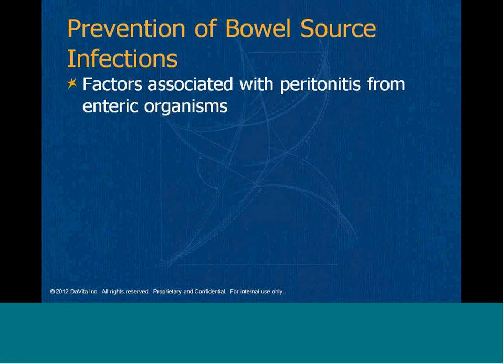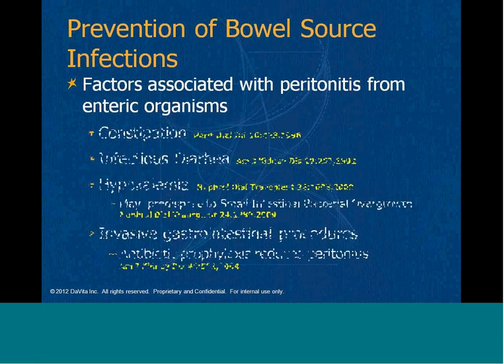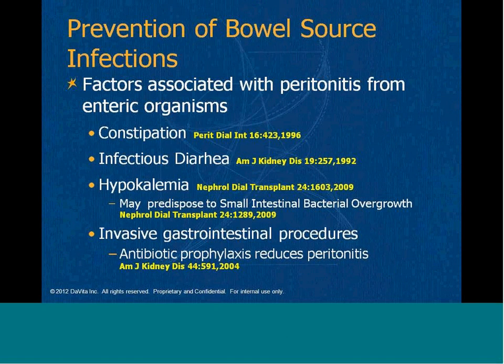Now, factors associated with prevention of bacterial infections. There are factors associated with peritonitis from enteric organisms that we all are familiar with: constipation, infection, diarrhea, hypokalemia, invasive intestinal procedures. All increase the risk of peritonitis from enteric organisms. You all know that constipation is not only bad for this, but also because the patient has problems with draining, so we all want the patient not to be constipated.